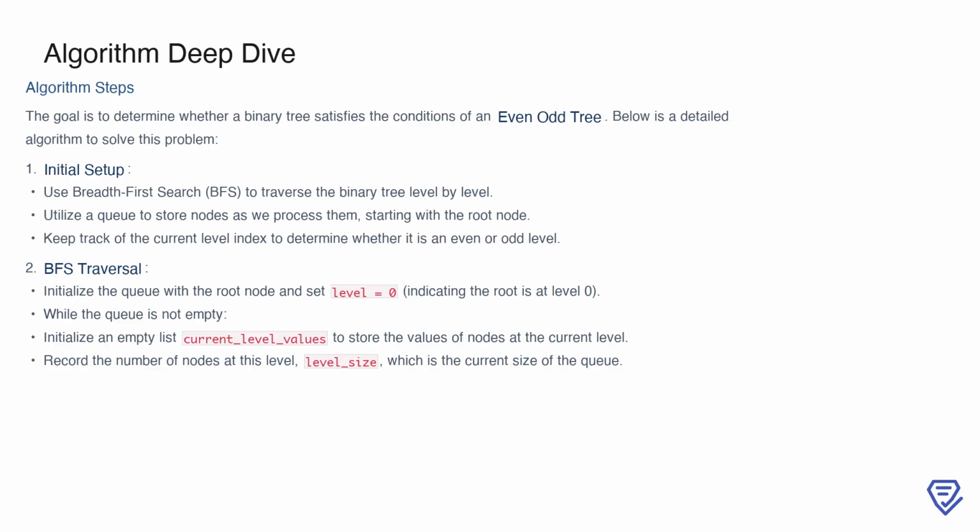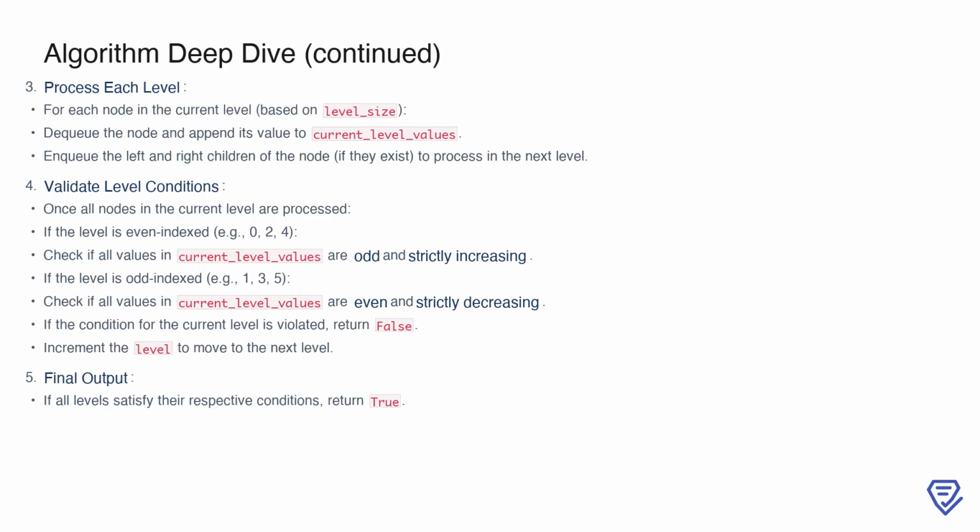At each step, the queue holds all the nodes for the current level, and we continue processing until the queue is empty. For each level, we first record the size of the queue, which tells us how many nodes are in the current level. We then process each of these nodes by dequeuing them, storing their values in a list for validation, and enqueuing their children, if they exist, for processing in the next level.